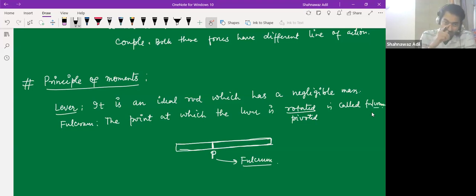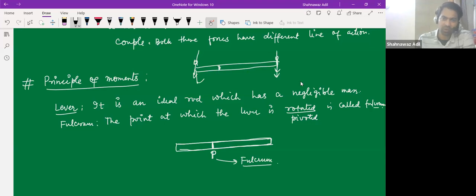Okay. So what is the use of this lever? You guys have seen the seesaw in the children's park, right? It has some fulcrum. Let's say some children are sitting here and some children are sitting here. This seesaw moves, right? So this uses the idea of the lever.